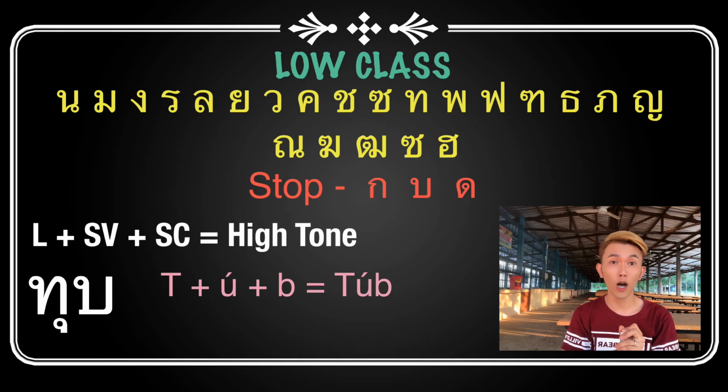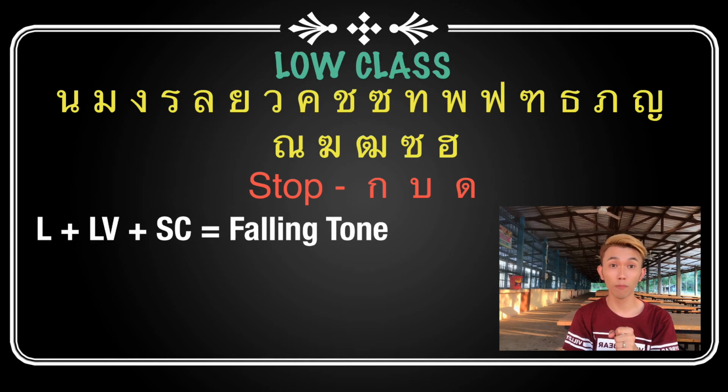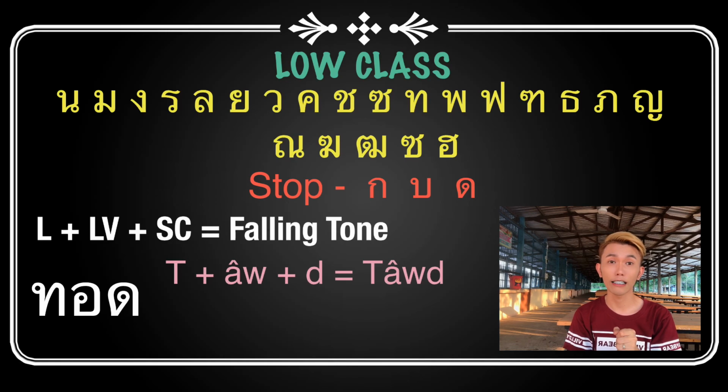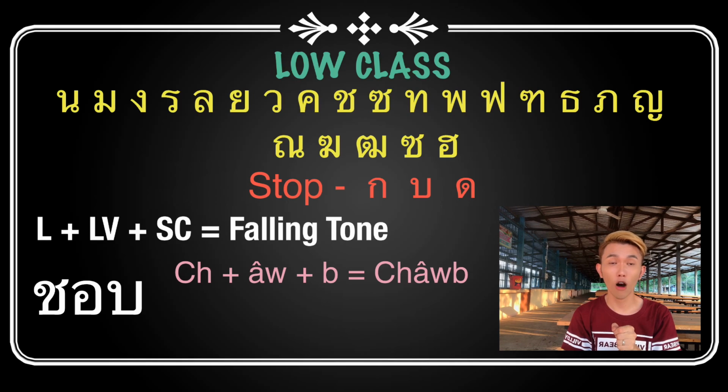Okay, next example. Ko tahan sarap u, sarap u. Bo bai mai tuk, tuk, tuk. Okay, that's it. Okay, the next one is any of the low class consonant plus the long vowel plus the stop consonant equals falling tone. Okay, I will give you example. Example number one is ko tahan o ang dode equals tot, tot, tot means fry. The next one is jo jang o ang and bo bai mai equals chop, chop, chop.